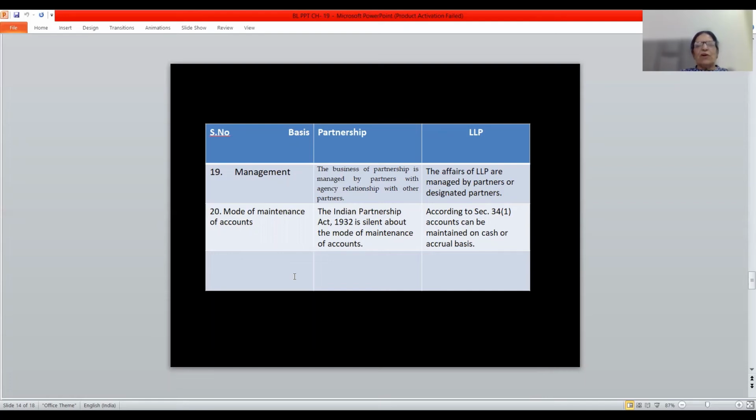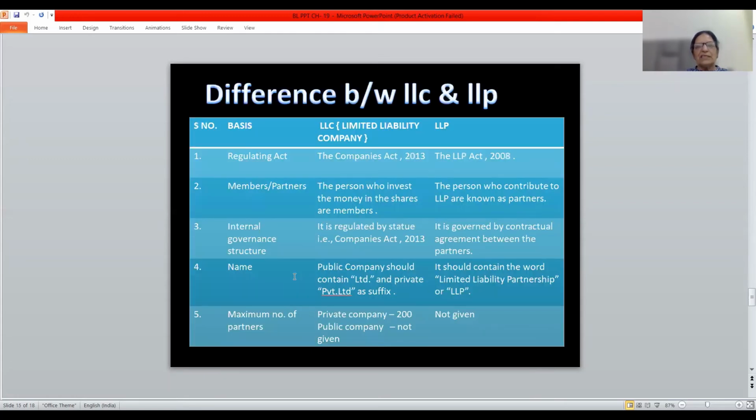This is all about the distinction between partnership and LLP. Always write the distinction in the tabular form. And now friends, I'll take up the last heading, which is distinction between LLC and LLP. Though I will be covering in this video lecture only the 10 points, but there are more points also, and you go through those points. If any of the points is not clear to you, you can always ask in the comment section.